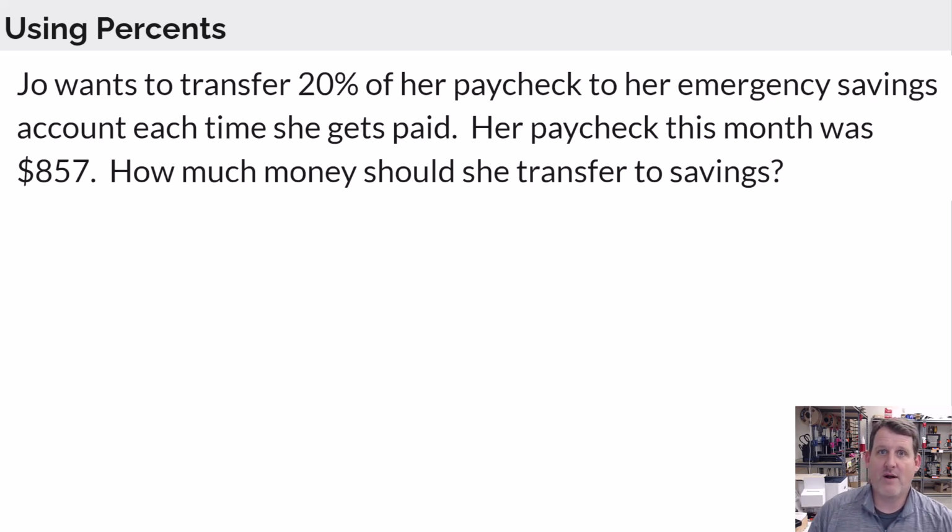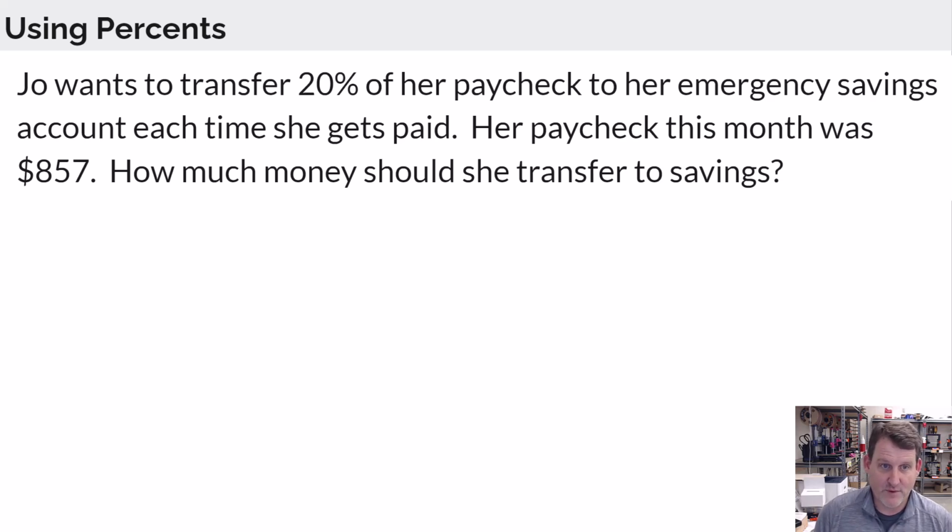All right, now that we know how to calculate a percent given a couple numbers, we need to figure out, if we have a percent, how do we find the value afterwards? So for example, Jill wants to transfer 20% of her paycheck into an emergency savings account each time she gets paid. Her paycheck this month was $857. How much money should she transfer into savings?